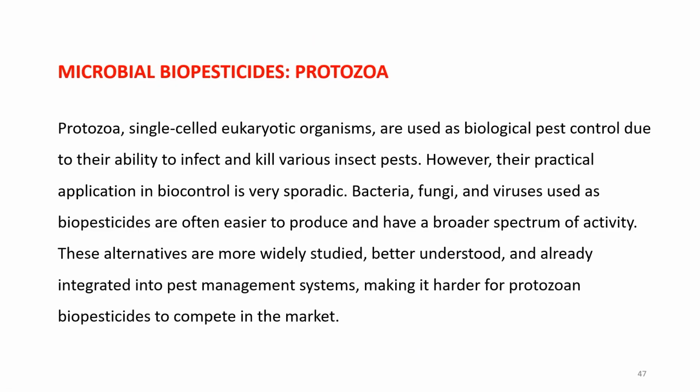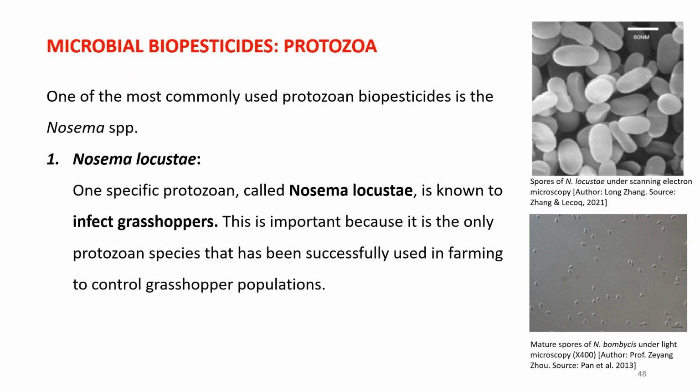Let us now discuss another important microbial biopesticide, the protozoa, which are single-celled eukaryotic organisms, and these are used as biological pest control agents due to their ability to infect and kill various insect pests. However, the practical application in biocontrol is very sporadic. Bacteria, fungi and viruses used as biopesticides are often easier to produce and have a broader spectrum of activity. These alternatives are more widely studied, better understood, and already integrated into pest management systems, making it harder for protozoan biopesticide to compete in the market.